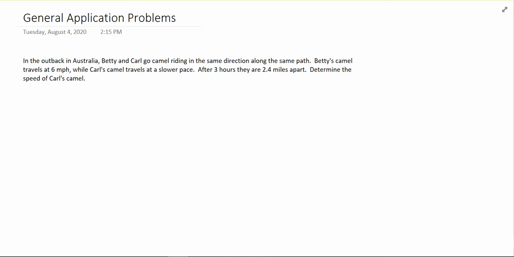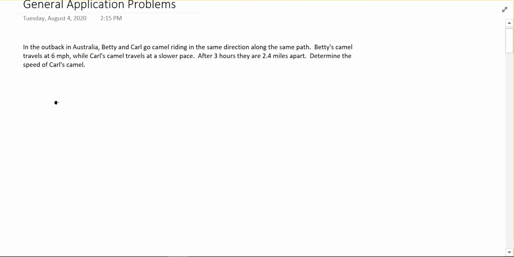In the outback in Australia, Betty and Carl go camel riding in the same direction along the same path. Betty's camel travels at 6 miles per hour. Carl's camel travels a little slower. 3 hours later, they are 2.4 miles apart. So you can visualize this, right? They take off from the same place and they travel for 3 hours. This is where Carl is at that moment, and this is where Betty is at that moment. So we'll call them C and B there, and this distance here is 2.4 miles.